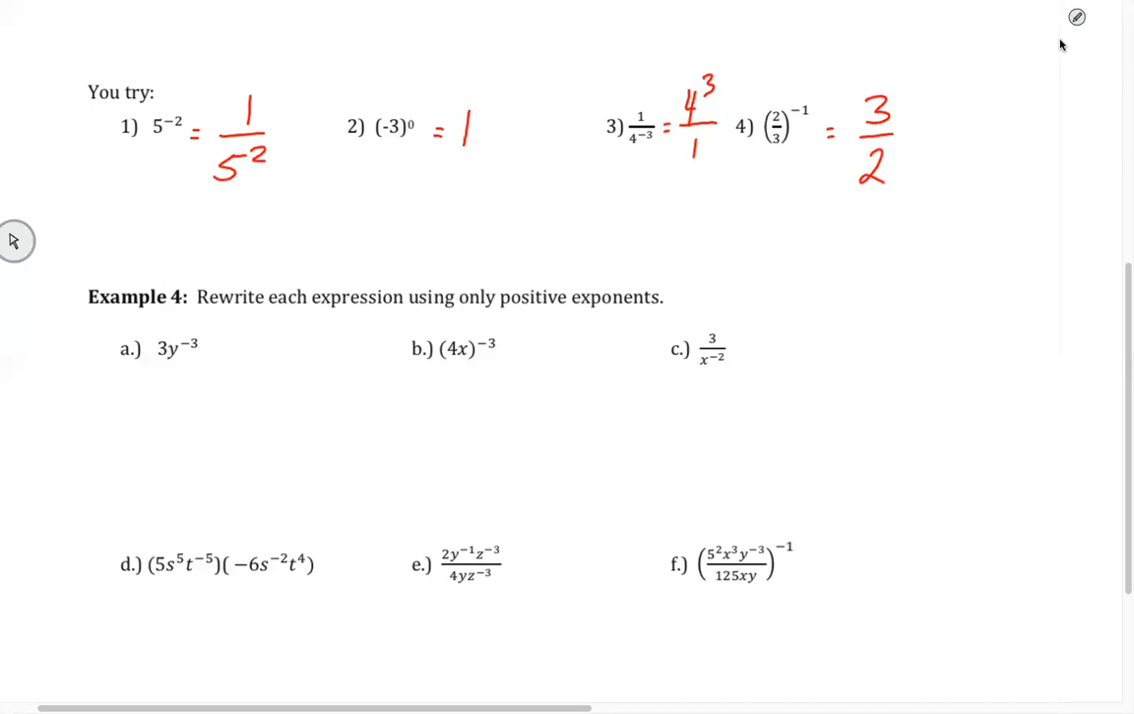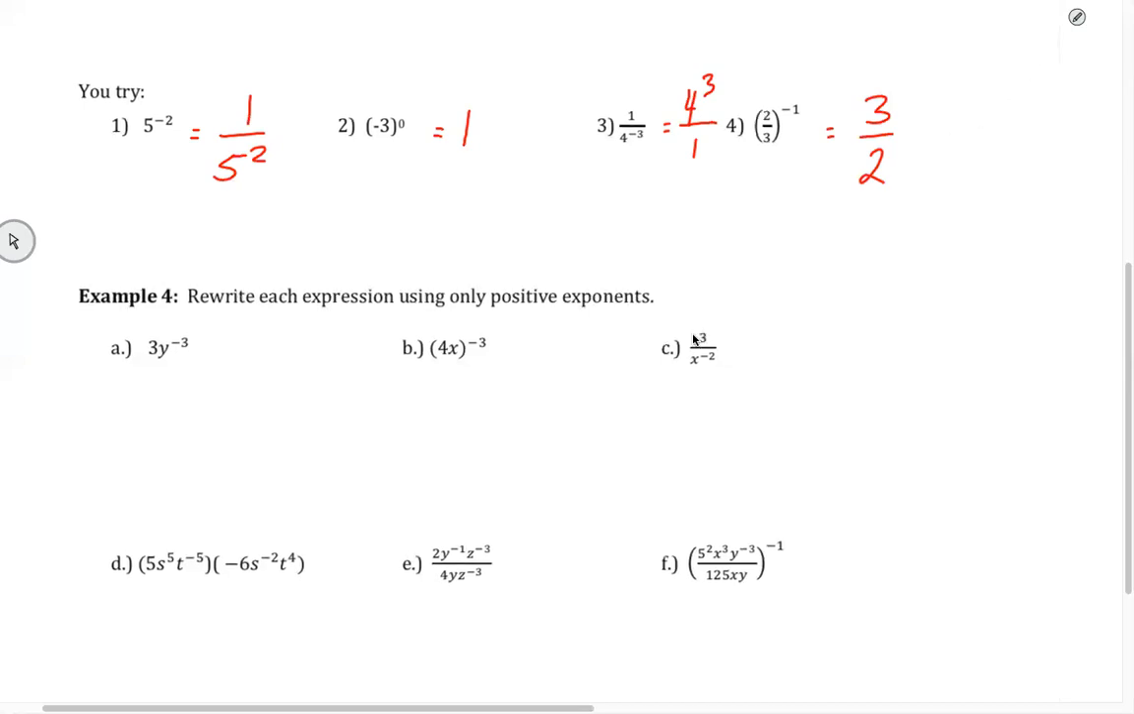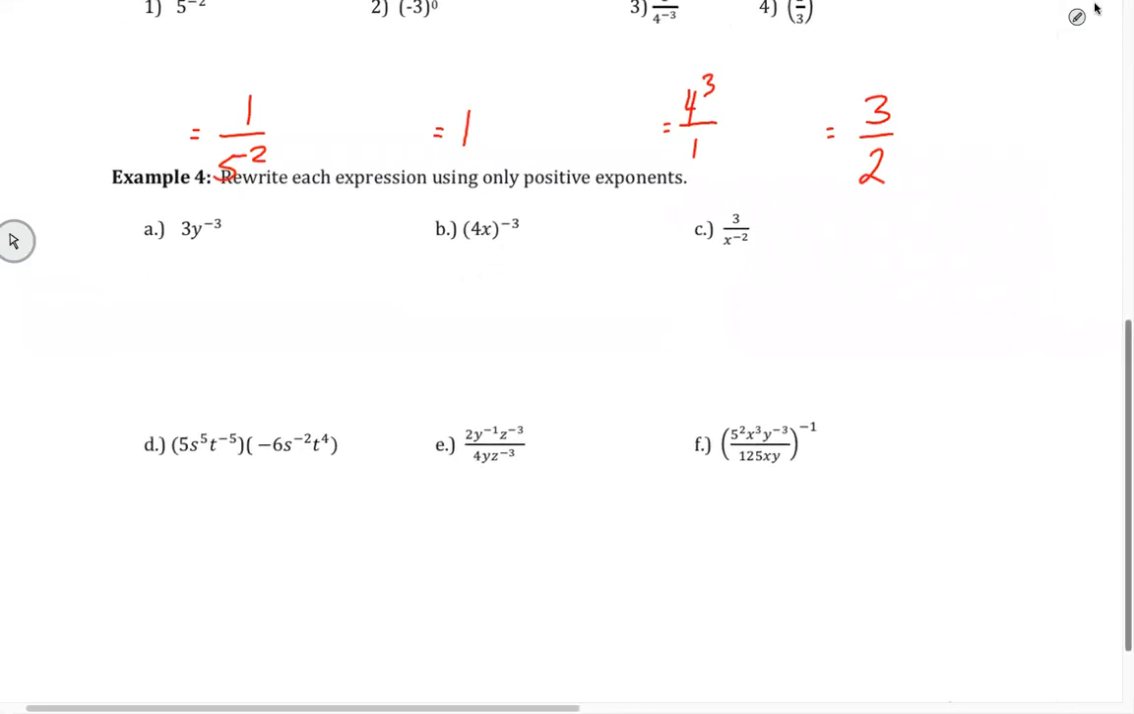Now, example 4 says, rewrite each expression using only positive exponents. So in this one, I don't have to evaluate. I'm going to do my best to write both. If I'm rewriting only using positive exponents, I can't have those negative exponents. Typically in math, we don't write a final answer with a negative exponent. It's not necessarily wrong, but we just don't like it.